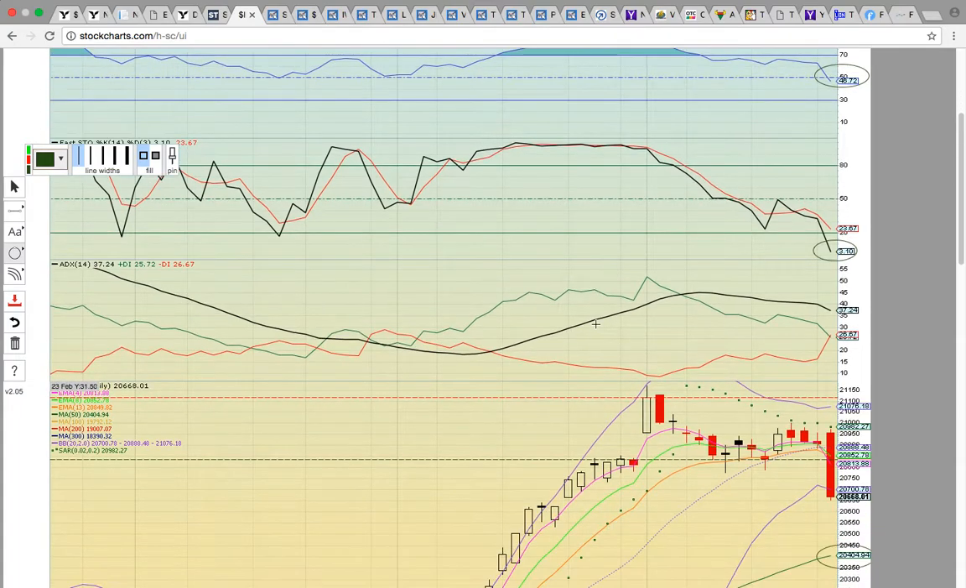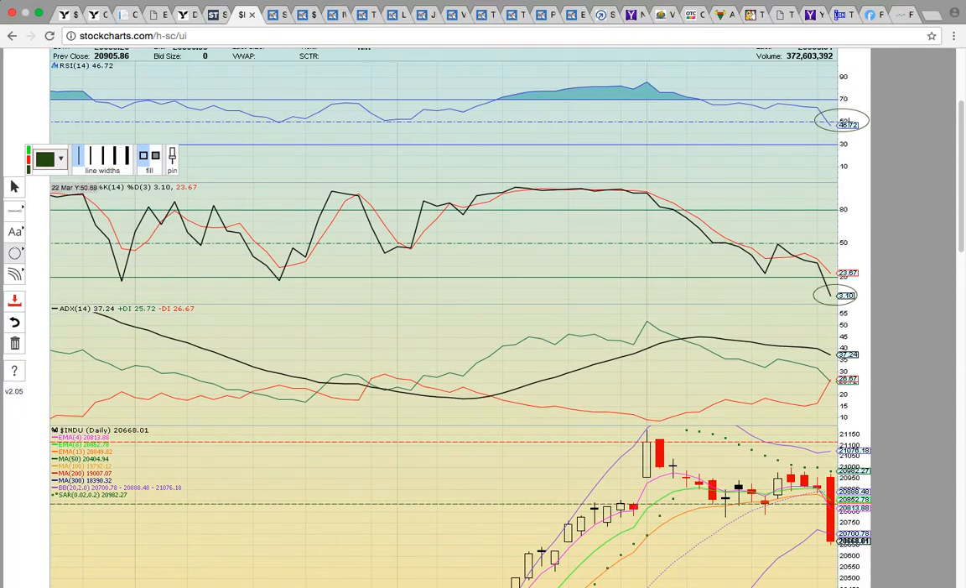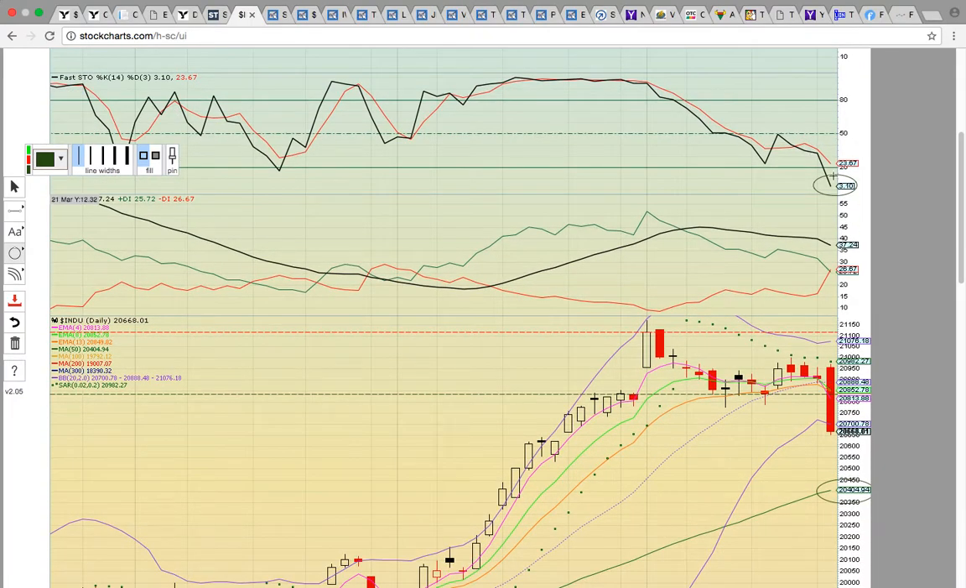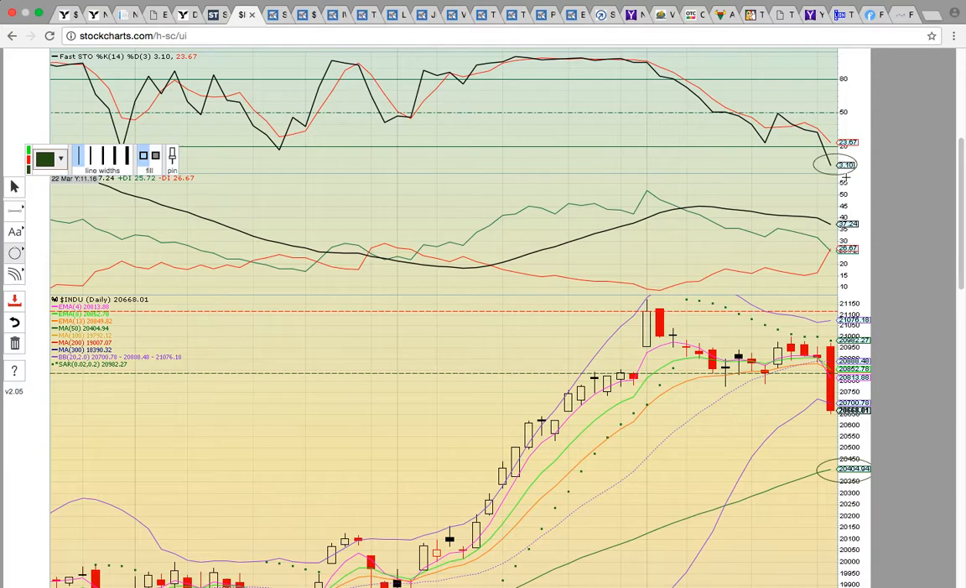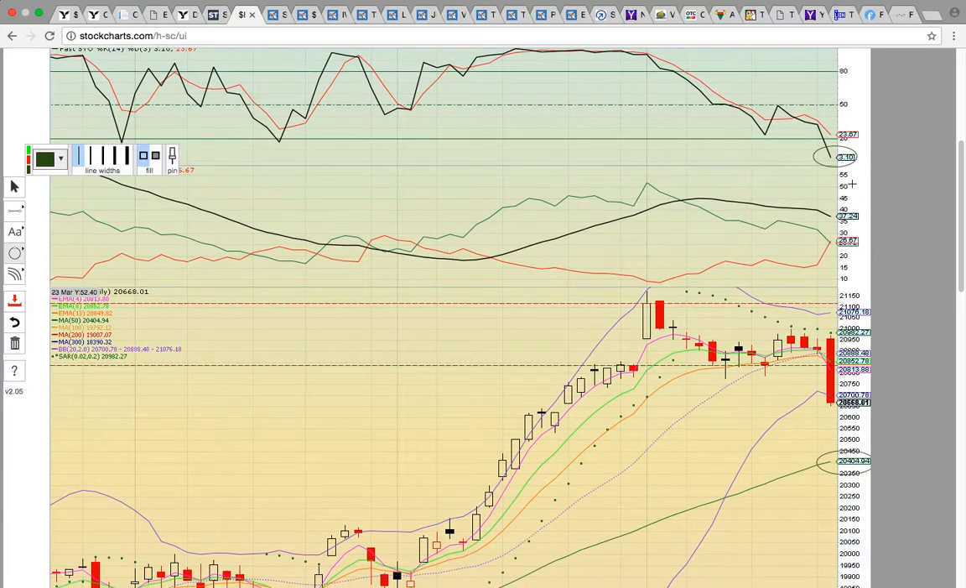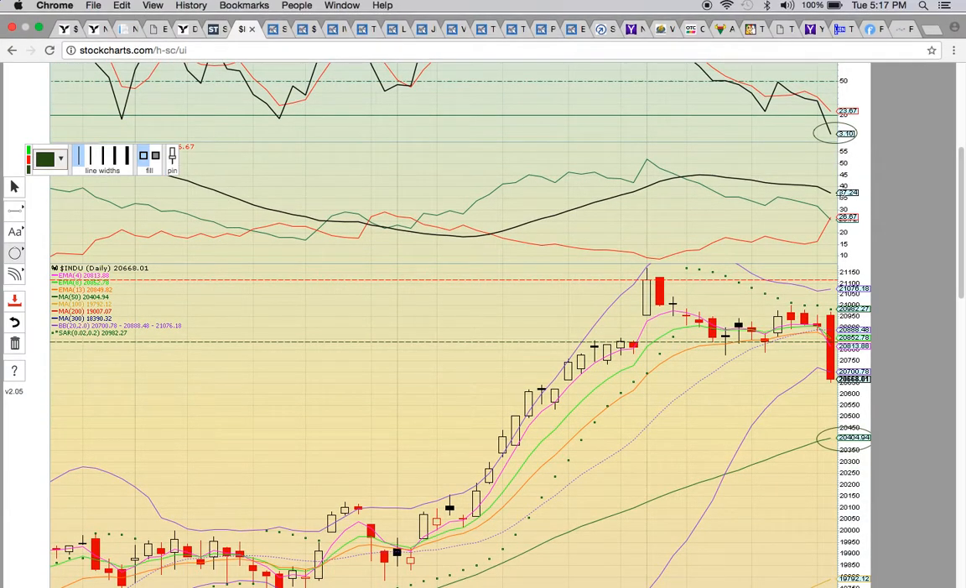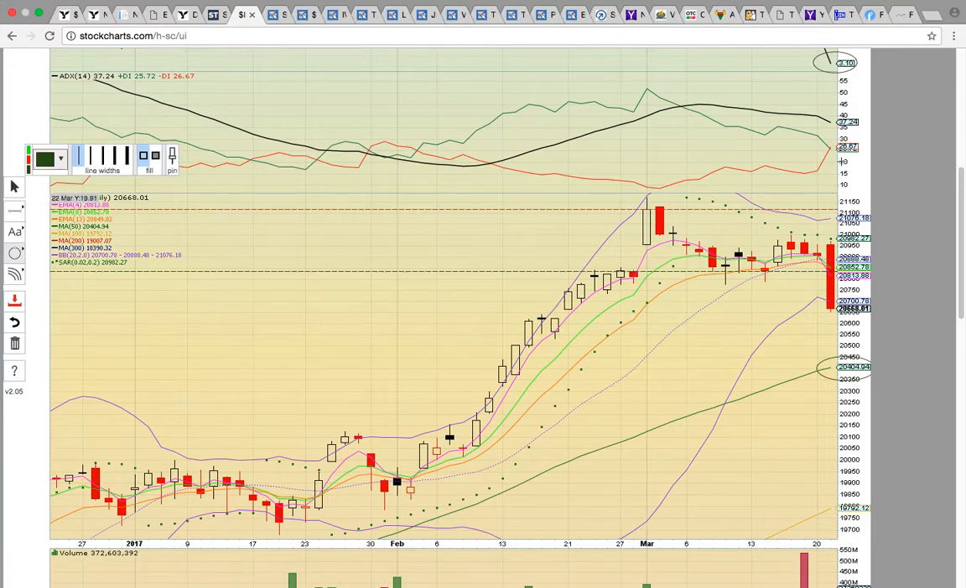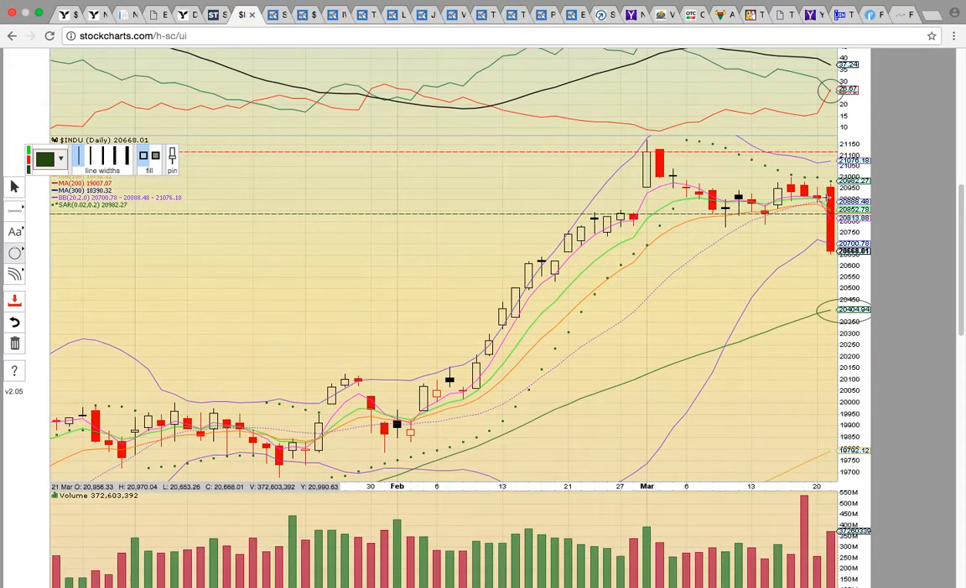As you can see here, fast RSI dropped below 50, so now it's out of the bull zone. There's a big drop below 20 on Fasto. Closed at 3.10. That is extreme oversold levels. And then now we have a bear cross here on ADX. Notice the green line crossed the red line to the downside. That's signaling bears are taking control.